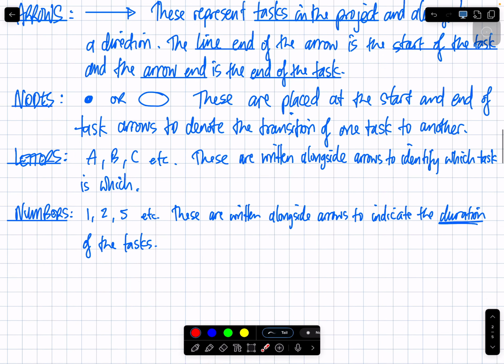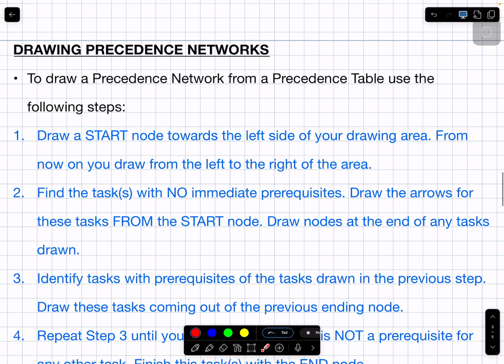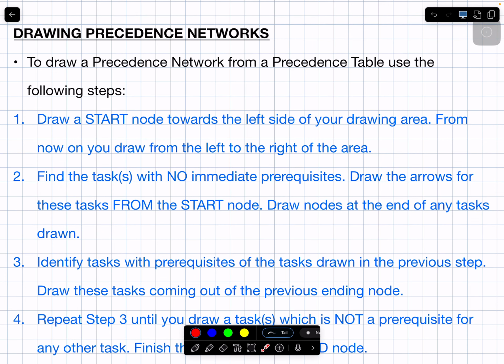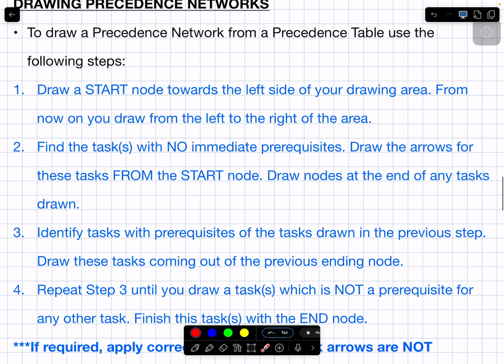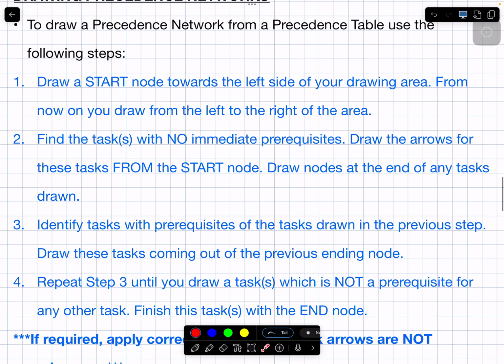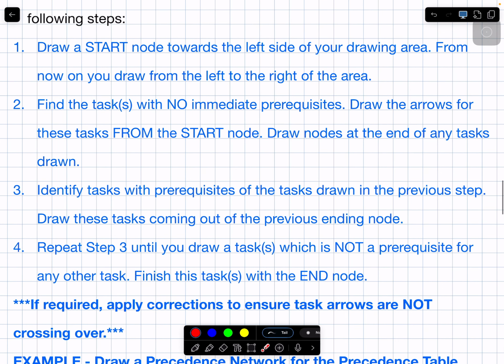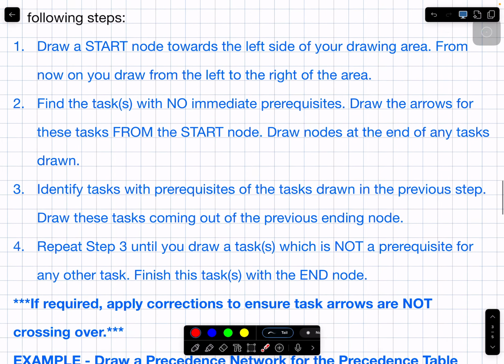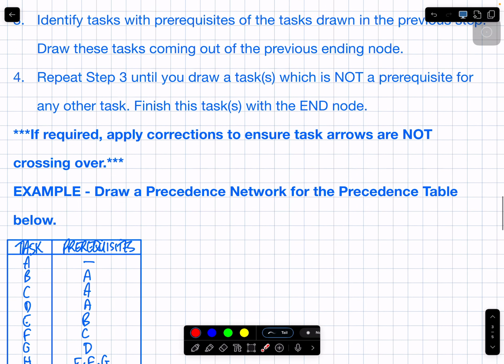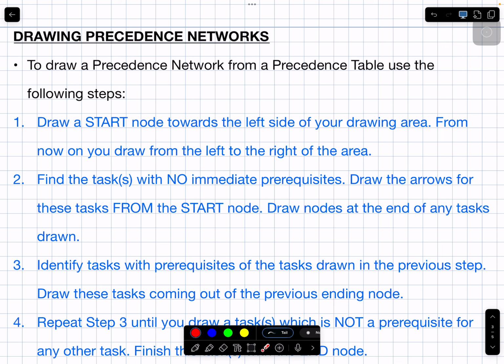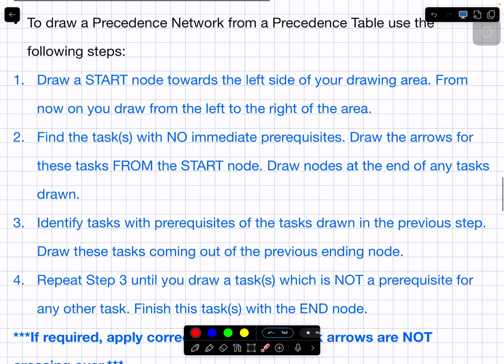So let's try this. You're lucky now because this year they said you're allowed a note sheet and a calculator. Previous years, kids just had to remember these steps. Okay? So to draw a precedence network from a precedence table, use the following steps. What I'll do is I'll demonstrate it by answering this question and scrolling back up to the steps.